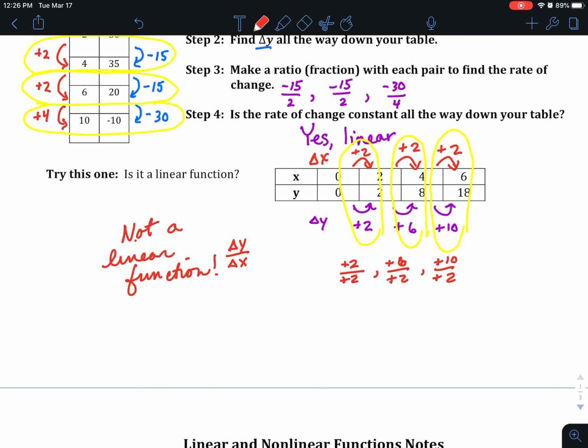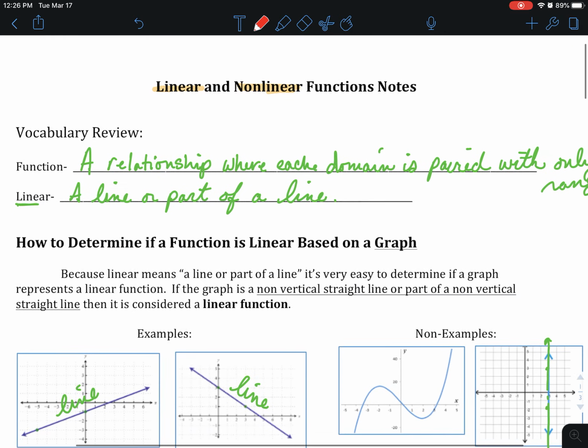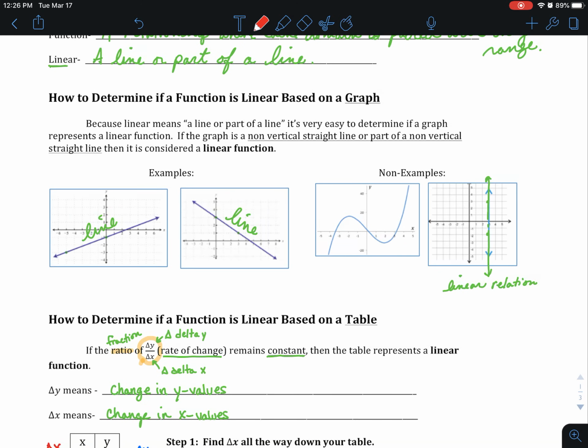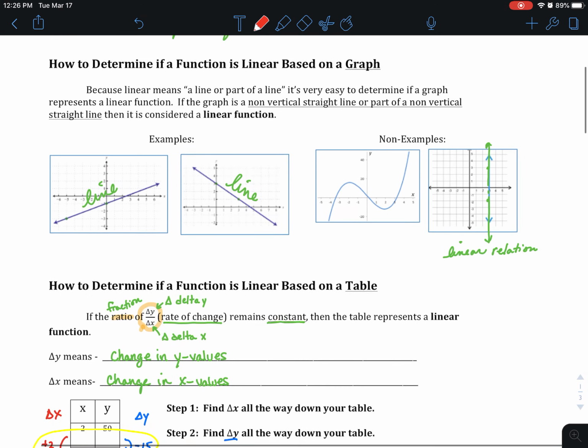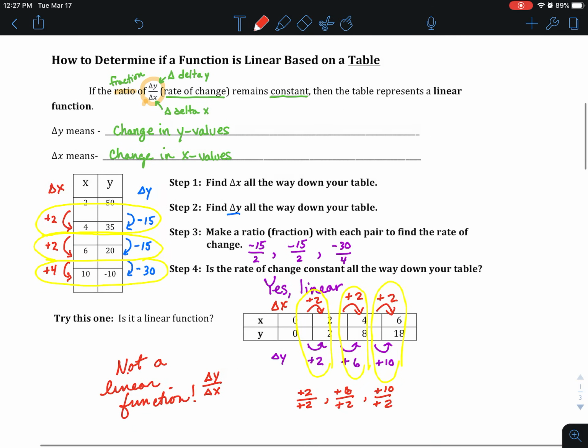Hi, everybody. We're going to continue this lesson on how to determine whether or not a function is linear or nonlinear, but just a quick review, okay? Last time we talked about graphs, how to determine if they were linear or nonlinear. Remember, linear means forming a line or a part of a line. And we also talked about how to determine whether or not a table represents a linear function. And this is where the idea of the rate of change came in.